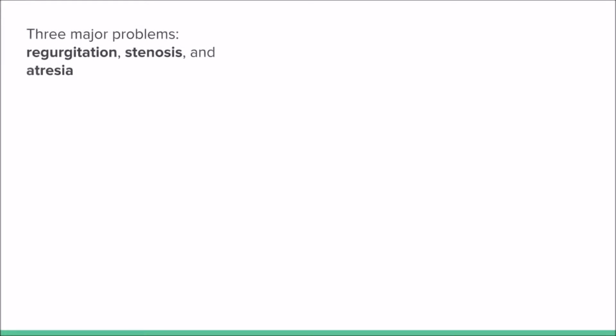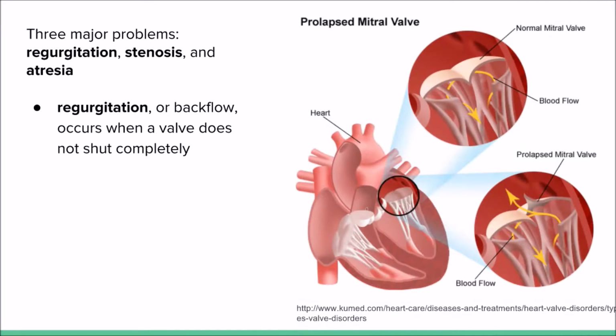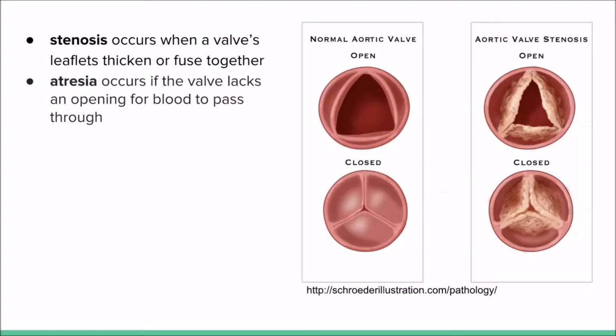There exist 3 major complications associated with heart valves. Regurgitation or backflow occurs if a valve doesn't close tightly enough, causing backwards leakage. Regurgitation is most often due to prolapse, which occurs when the leaflets bend backwards. Stenosis occurs when a valve's leaflets thicken or fuse together, and atresia occurs if the valve lacks an opening for blood to pass through.